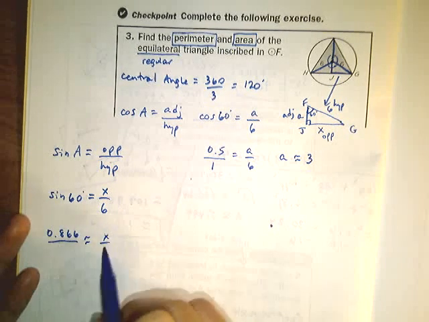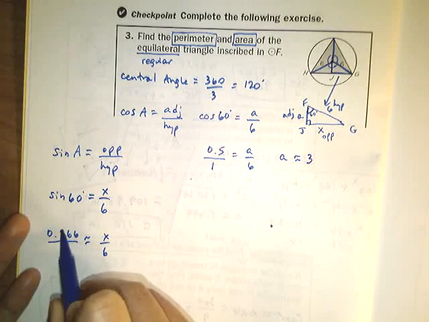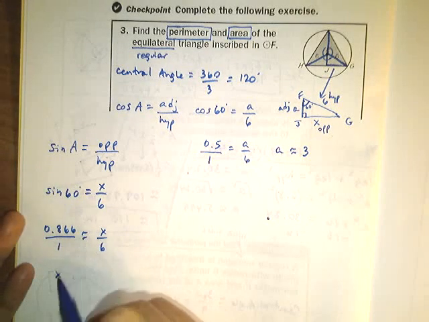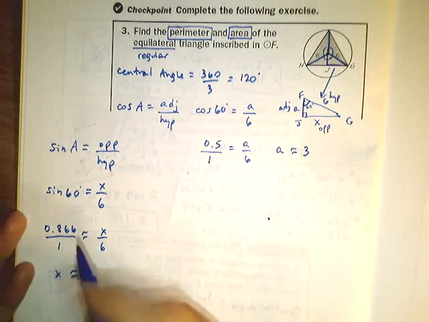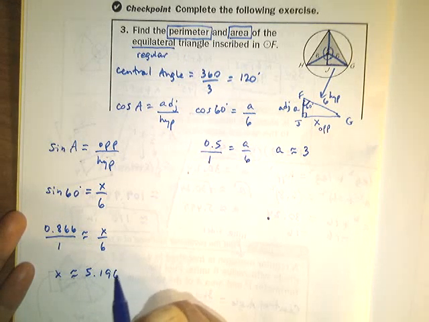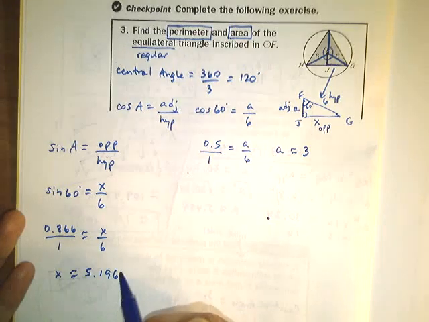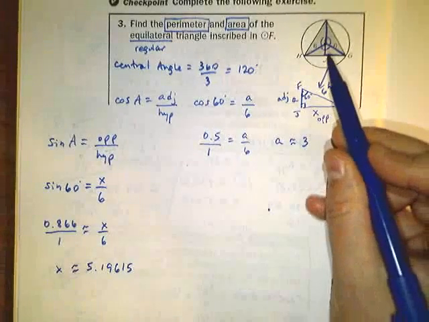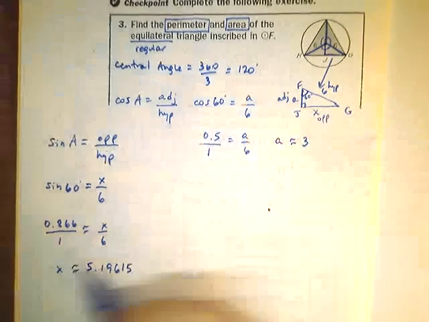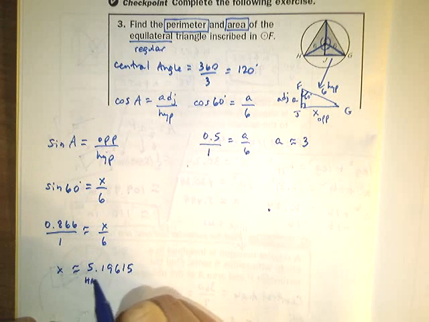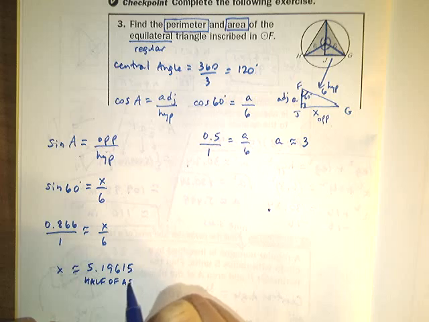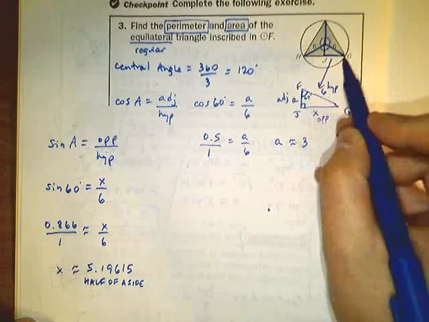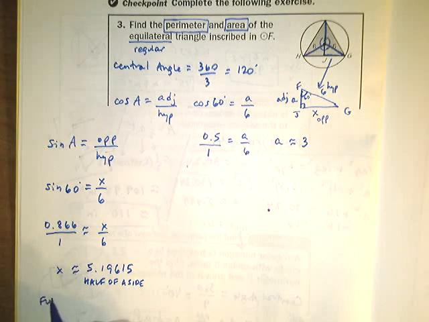And then if I want to cross multiply, I need a proportion, so a fraction on each side. I can create a fraction on the left by placing this over 1. Then if I cross multiply, 1 times x, x is about 5.19615 units long. Now remember, that's just this length right here from J to G. That's just half of a side. So if I want to calculate the full side all the way across from H to G, I would have to double this length.